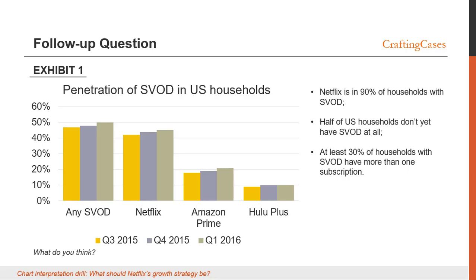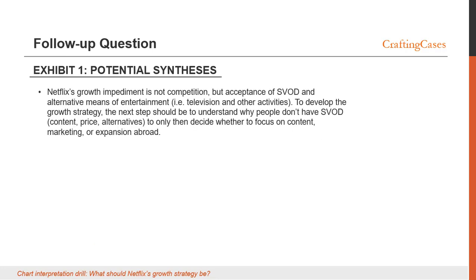Okay, so what this tells me is, since we are in 90% of the homes that have SVOD, Netflix's growth impediment is not competition. It is those 50% that don't have SVOD. So acceptance of SVOD and alternative means of entertainment are actually the main growth impediment, and what we should be fighting against if we want to grow in the US. So it would be something like television and other activities.